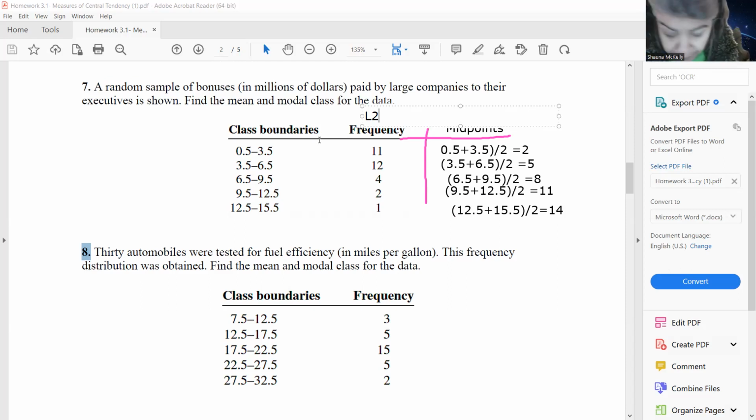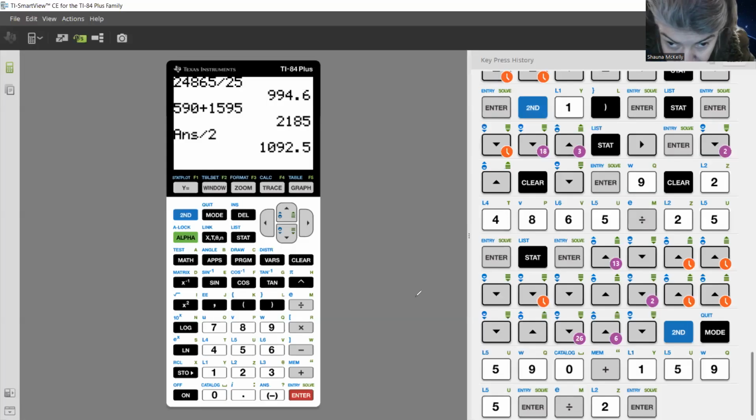Okay. Now, if you remember, I told you that when we deal with raw data, like we did in the first 6, we don't worry about a frequency list. But when you have group data like this, you do. So let me switch the screen to the calculator now and show you what we're going to do to find the mean of this data.